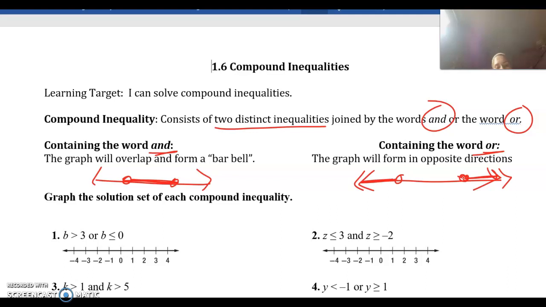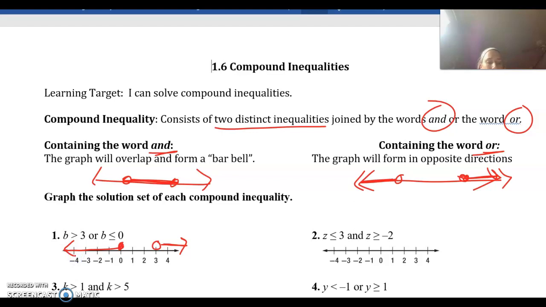So we're going to scroll down a little bit and solve some of these. So for number 1, b is greater than 3 or b is less than or equal to 0. So we're going to start with the 3. b is greater than 3, so we have an open circle going to the right. Or b is less than or equal to 0. So less than or equal to, closed circle going to the left.